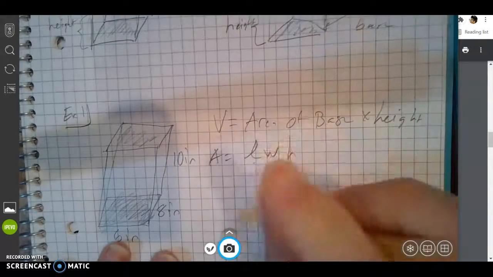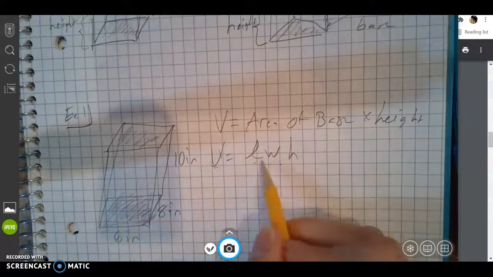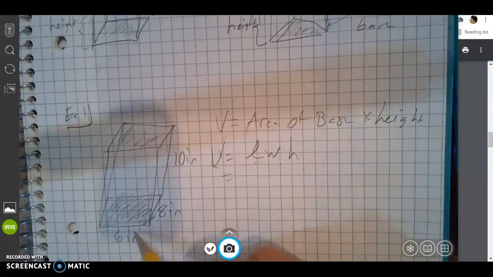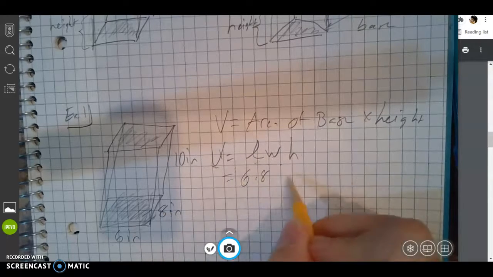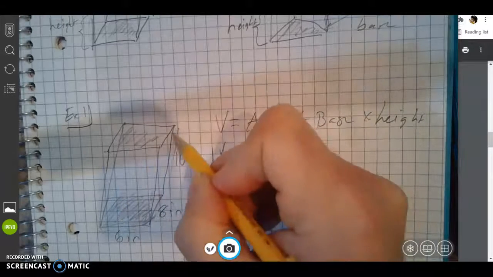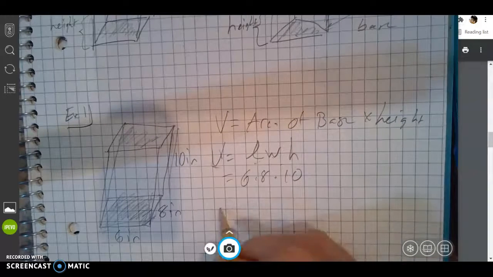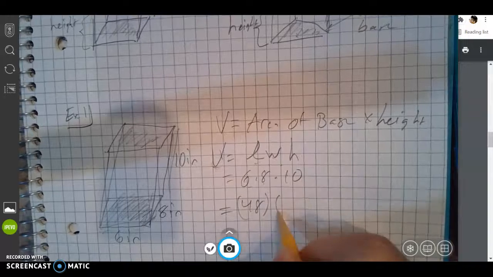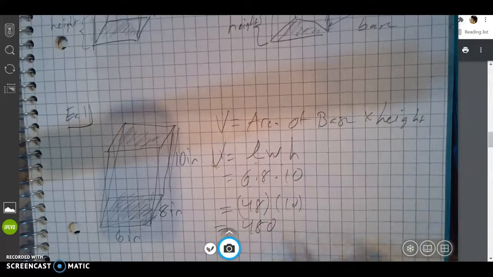Sorry, this is volume, my bad. You may see volume like this, length times width times height, but it's the same thing as the area of the base times the height. So 6 times 8 is the area of the base, times the height. How tall is it? That would be 10. So 6 times 8 is 48, and 48 times 10 is 480.